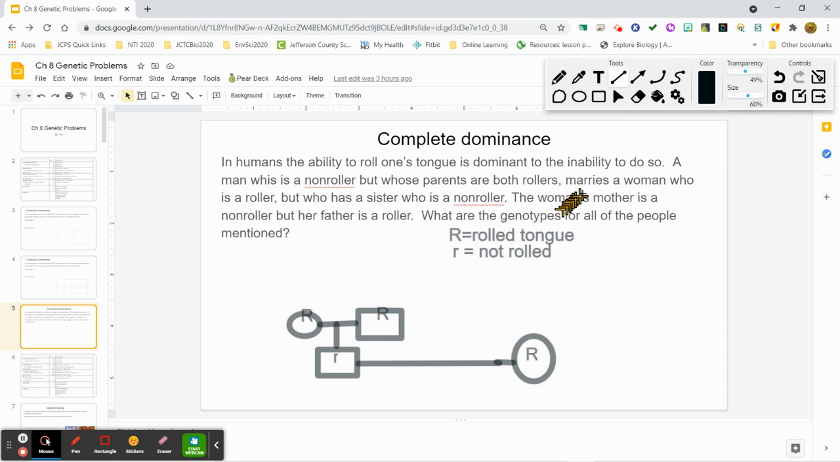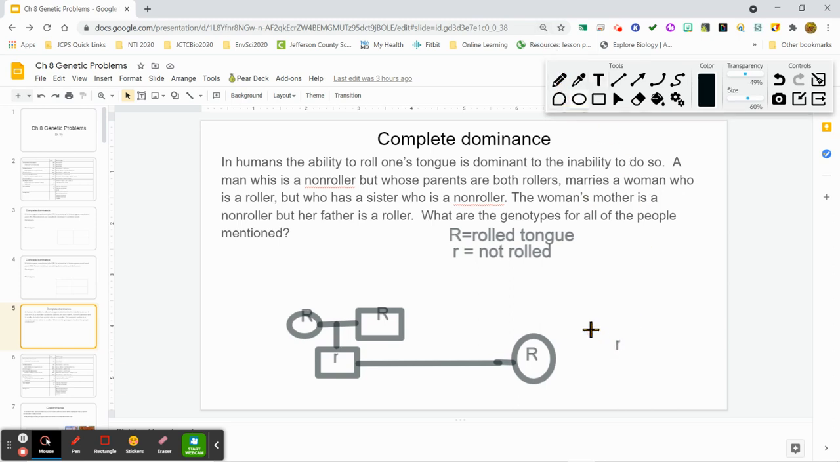And then, okay, so he marries a woman who is a roller, but who has a sister who is a non-roller. So she's going to have a sister who's a non-roller, so she's going to be a little r. And I'm going to put a circle around her. And these are sisters, so I'm going to show that by doing this.